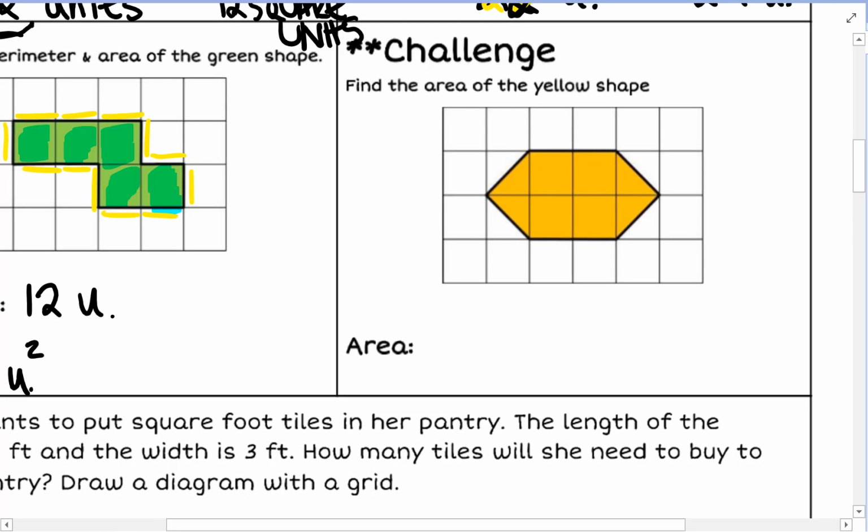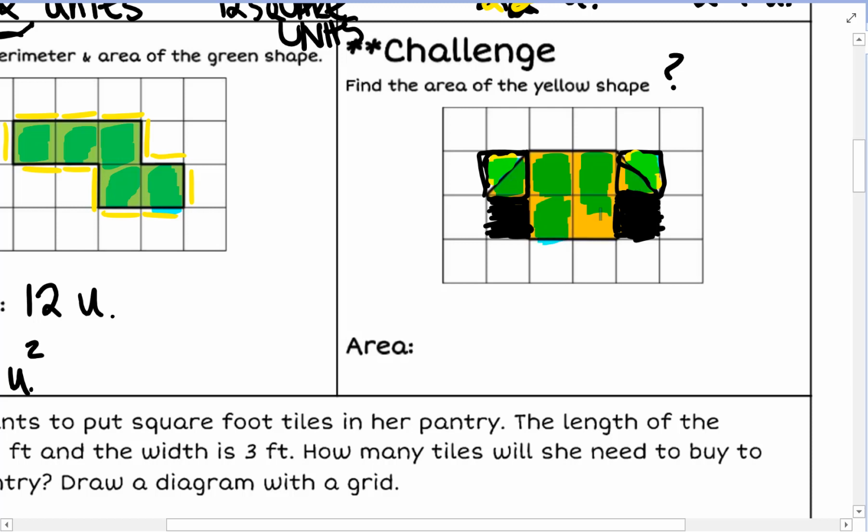Ooh, what about this one? Can you find the area of this yellow shape? Well, I can see that this triangle and this triangle would make up a full square, and this triangle and this triangle would also make up a full square. So if I shifted those triangles to create squares, then I would have an area of 1, 2, 3, 4, 5, 6. 6 square units, or 6 units squared.